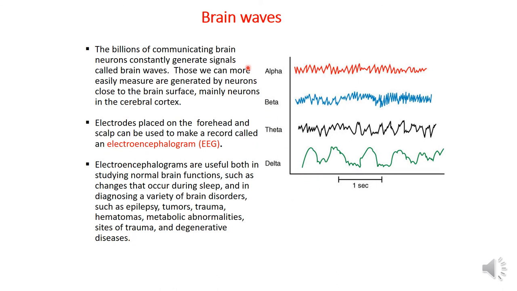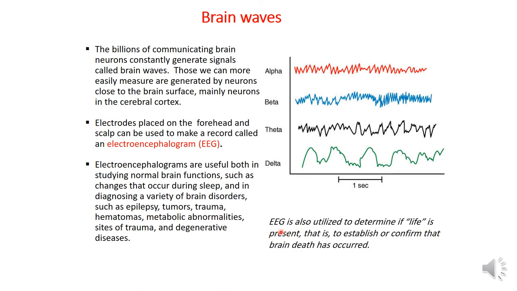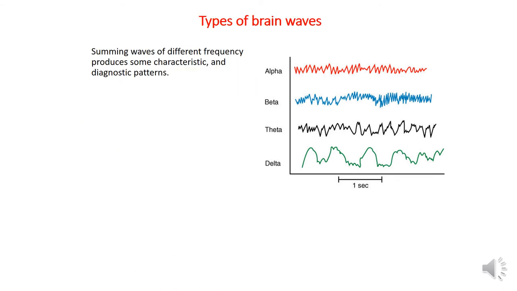So, the recording of the electrical activity of the brain is known as the electroencephalogram. It helps to study the activity of normal brain function, as well as changes that occur during sleep, and also in the diagnosis of a variety of brain disorders. The electroencephalogram is also utilized to establish or confirm that brain death has occurred. It is also helpful in the diagnosis of what? Of brain death.